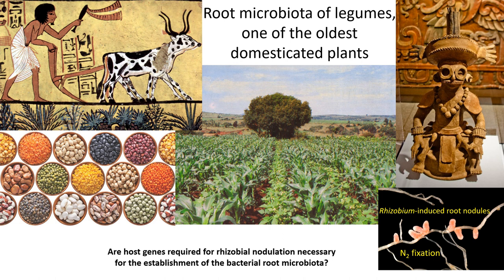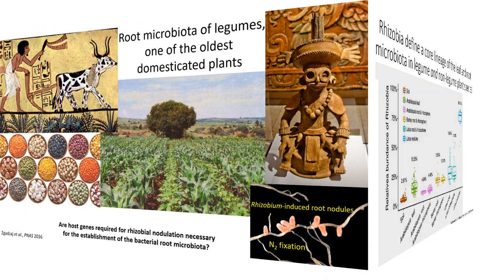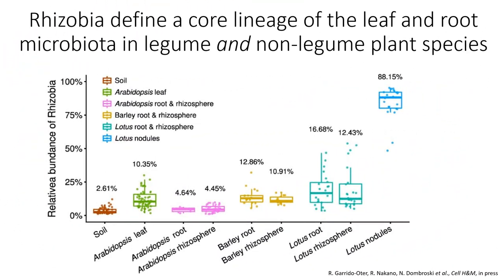And the scientific question that we asked was whether host genes that are required for rhizobial nodulation are also necessary for the establishment of the bacterial root microbiota outside of these nodules. And indeed, this is the case. We used nodulation mutants from a model legume, Lotus japonicus, and we could show that impairment of nodulation actually leads to an extensive change of the root microbiota of Lotus outside of the nodules. But because this is published work, and we published it 2 years ago, I don't want to show any original data sets. But a spin out of this project was work that I would like to discuss with you, that is now in press and will be published, I think, later this week.